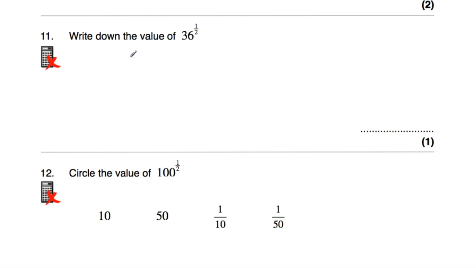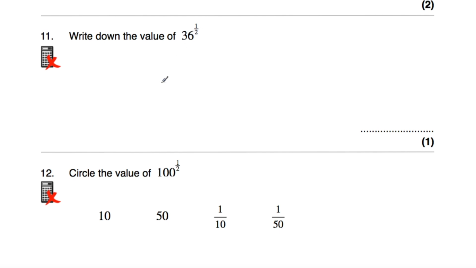So question number 11, we've been asked to write down the value of 36 to the power of a half. So here we've got a fractional power, and it's to the power of a half. And if you've ever got to the power of a half, it just means work out the square root. So if you've got 36 to the power of a half, it means find the square root of 36. If you had 9 to the power of a half, you'd work out the square root of 9. So if you ever have to the power of a half, it means find the square root of it. And it's very important to learn that.